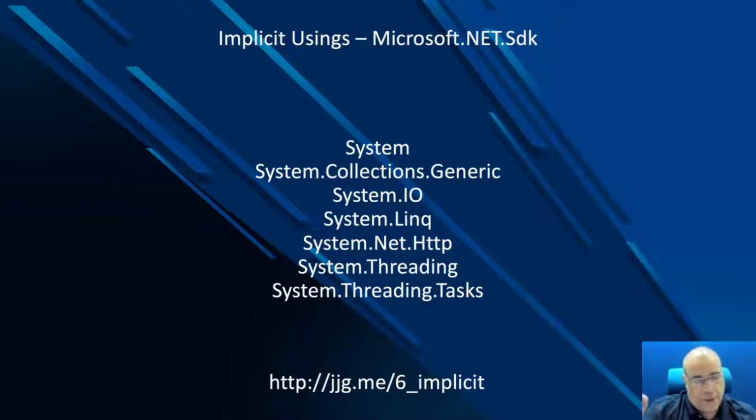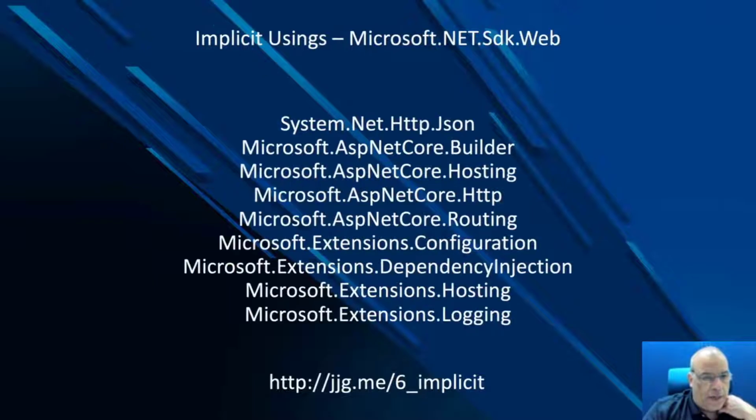These are, when you opt in for sharing analytics, what Microsoft uses, as well as a lot of open source projects, to determine what are the most common libraries that are used in applications, and save you a couple steps. And here there's a link to see more on it. If you go to jjg.me/6_implicit, you can see more details on it.